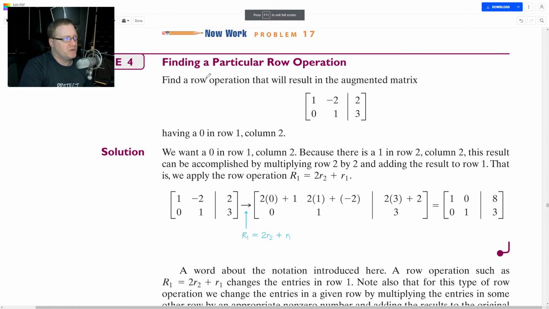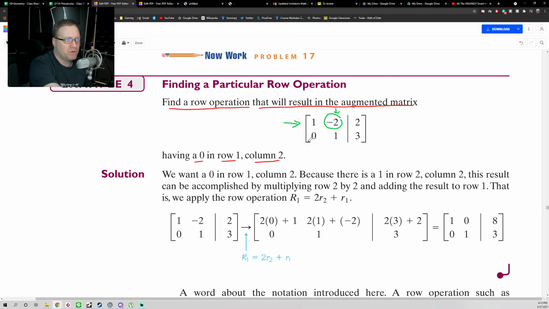So it says we want to find a row operation that will result in the augmented matrix. So this matrix, we want to make it have a 0 in row 1, column 2. Now, real quickly, where is row 1, column 2? Well, here's row 1, and here's column 2. So this one is row 1, column 2. We want this to be a 0. We want to make this a 0. How can we make this into a 0 using row operations?